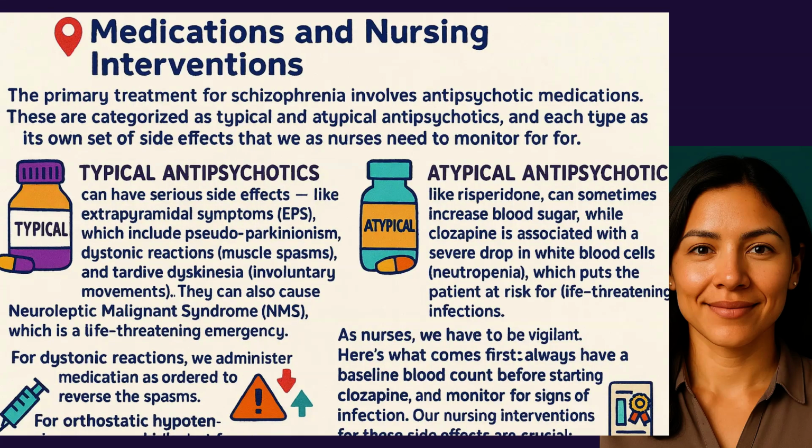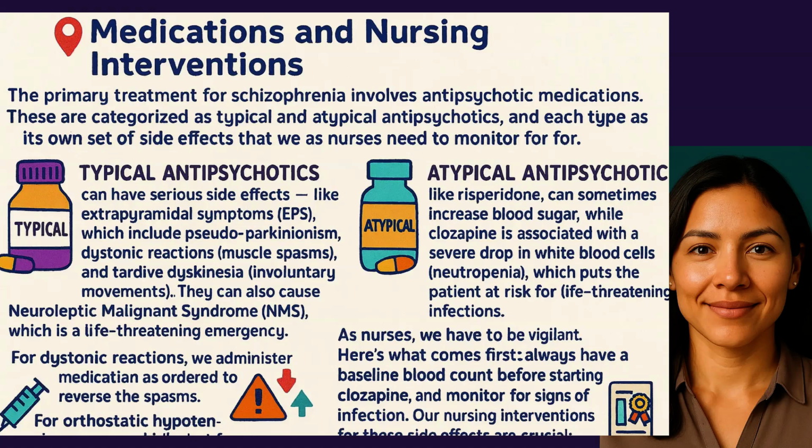Medications and nursing interventions. The primary treatment for schizophrenia involves antipsychotic medications. These are categorized as typical and atypical antipsychotics, and each type has its own set of side effects that we as nurses need to monitor for. Typical antipsychotics can have serious side effects like extrapyramidal symptoms, EPS, which include pseudo-Parkinsonism, dystonic reactions, muscle spasms, and tardive dyskinesia, involuntary movements. They can also cause neuroleptic malignant syndrome, NMS, which is a life-threatening emergency.